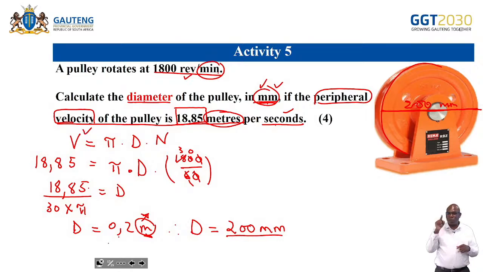So we now know the diameter of that pulley, which is 200 millimeters, because we knew the speed at which it rotates, and also we know the rotation per minute. Then we wanted to find out what the diameter is. So I think that makes sense.